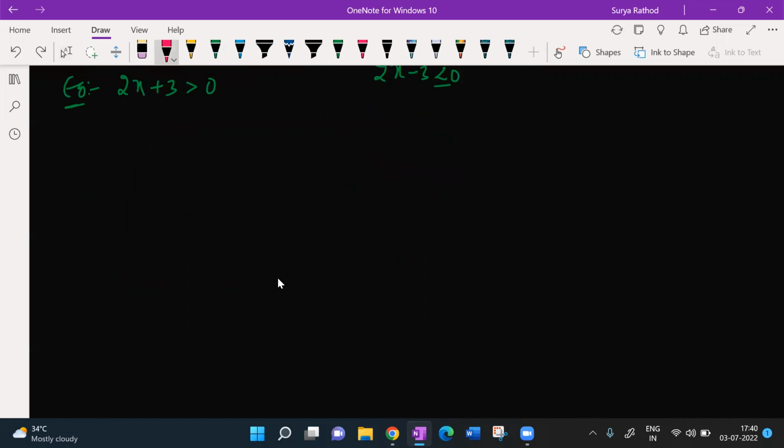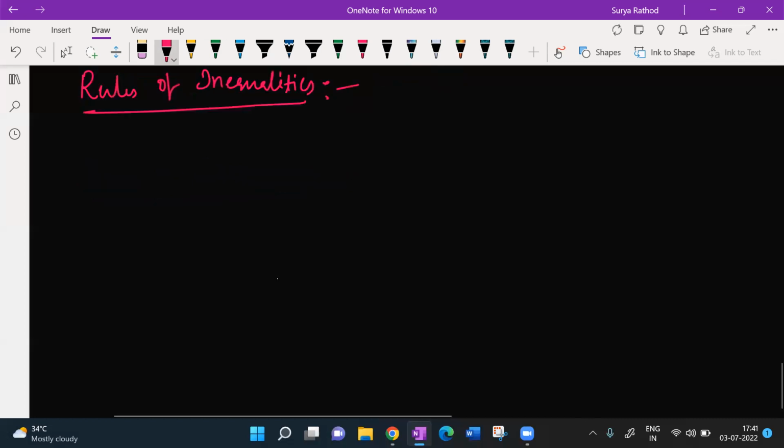Yes. So now let us talk about rules. After the discussion of the rules of inequalities, we can solve the questions. You will understand very clearly. Rules of inequalities. Beta, what do the rules of inequality say?